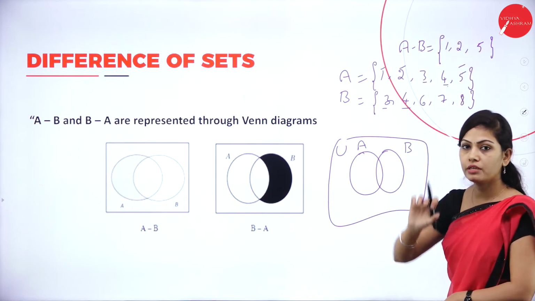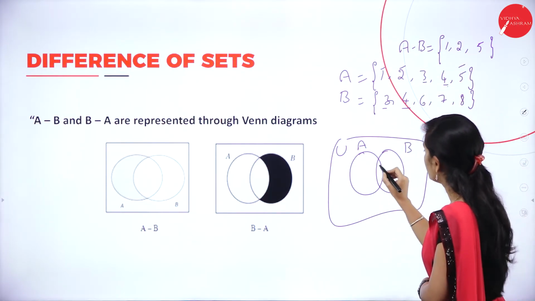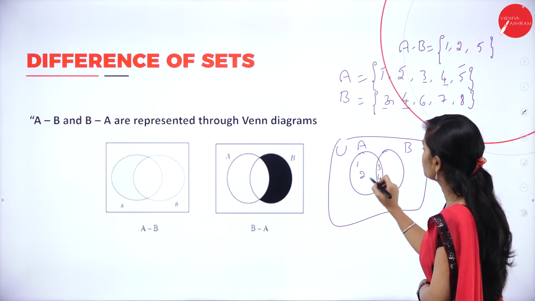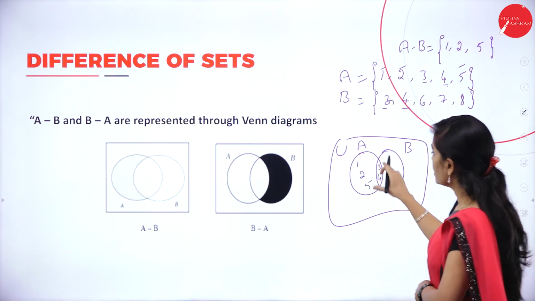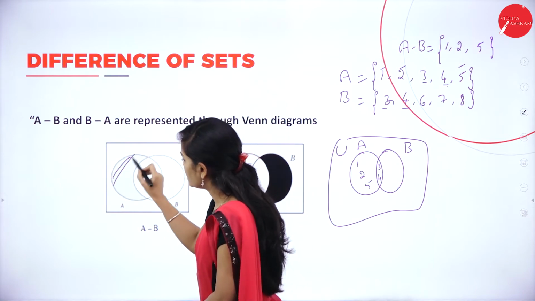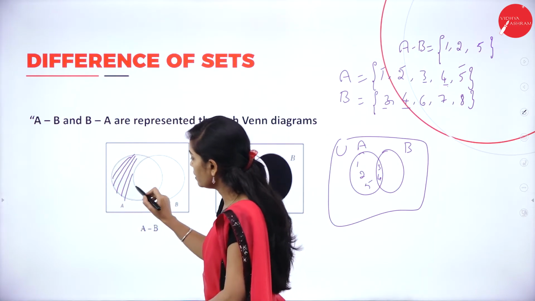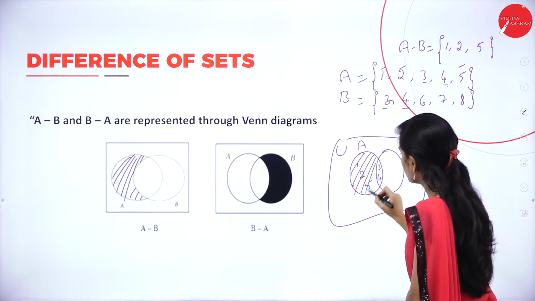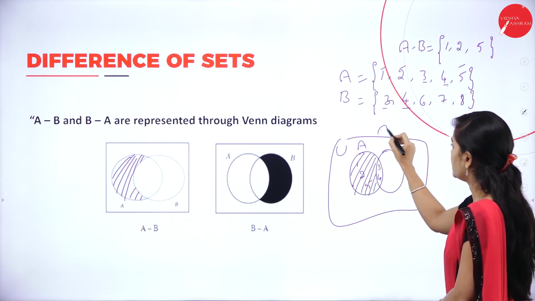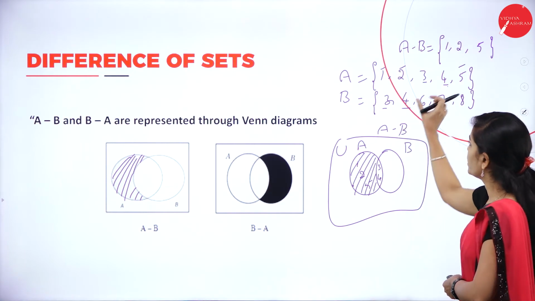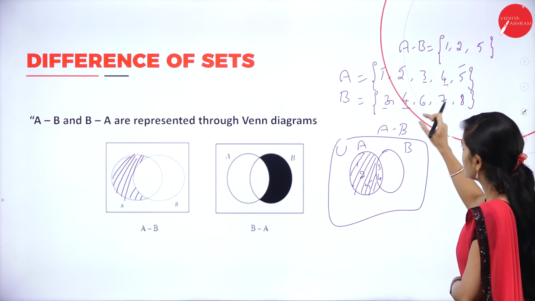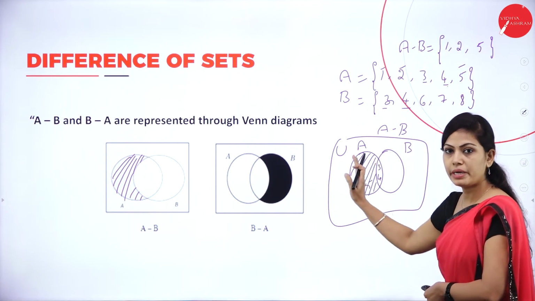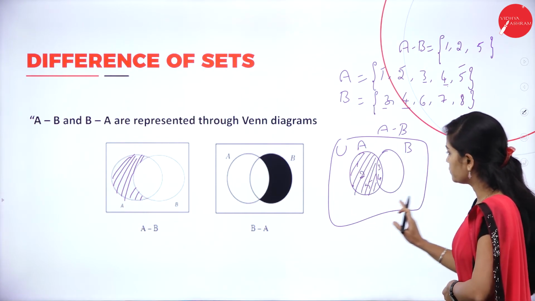For this, how will you write the Venn diagram? First write the common element. It is 3, 4. Then the remaining element of A is 1, 2 and 5. Right? So here you have to shade only the A region, except this overlapping. This is called A difference B. Clear? So first you find the common element in both the sets and write the remaining element of set A, shading the remaining element region in set A. This is A difference B.